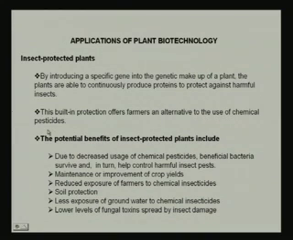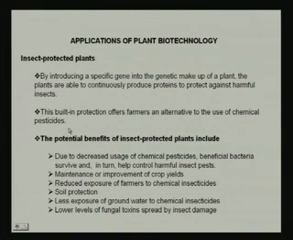So, this inbuilt protection offers the farmer an alternative to the use of chemical pesticide. That means the toxins are built in, and when the pests come in contact with them they are taken care of automatically. So, obviously, the farmer need not spray chemical pesticide. What is actually happening if chemical pesticide application is reduced? Due to the decreased use of chemical pesticide, beneficial bacteria which are present can survive. In turn, it helps against the harmful insect pests. It maintains or improves the crop yield. It reduces the exposure of the farmer to chemical pesticide. Soil can be protected. There is less exposure of groundwater to chemical insecticide, and a lower level of fungal toxin spread by insect damage.